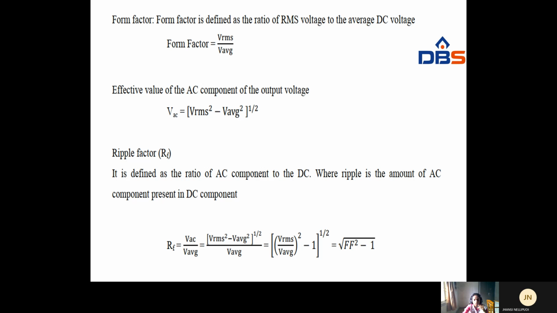And ripple factor. Ripple factor is defined as the ratio of the AC component to the DC component, where the ripple is the amount of AC component present in the DC component. RF equals VAC by V average. VAC means VRMS square minus V average square, whole power 1 by 2, by V average. That means VRMS by V average, whole square, minus 1, whole power 1 by 2. VRMS by V average is the form factor, so it is root of form factor square minus 1. This is the ripple factor for the half wave rectifier.